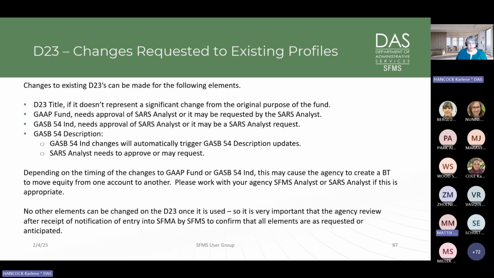So changes can be requested to existing profiles, but there are only 4 elements. The title, if it doesn't represent a significant change from the original purpose of the fund, the gap fund, the G54 indicator, and the G54 description all can be changed with SARS approval.